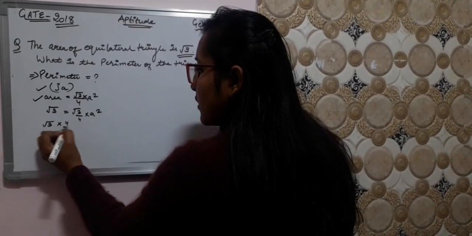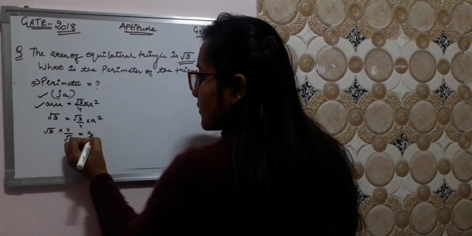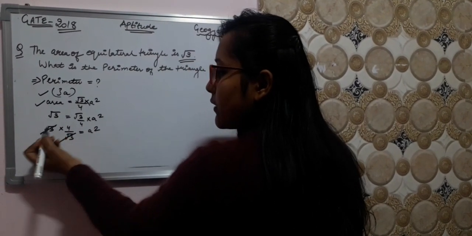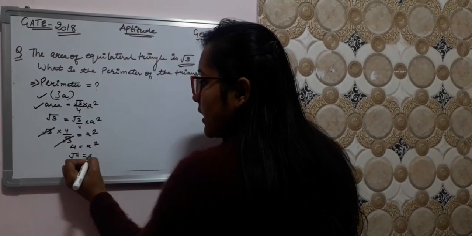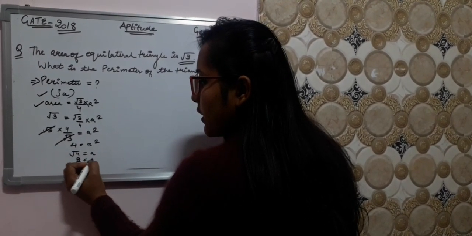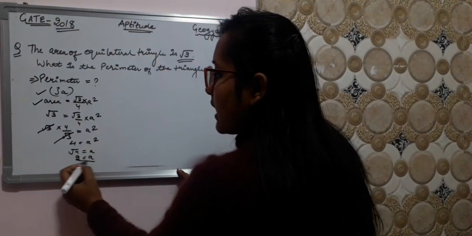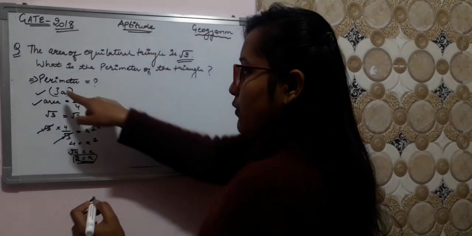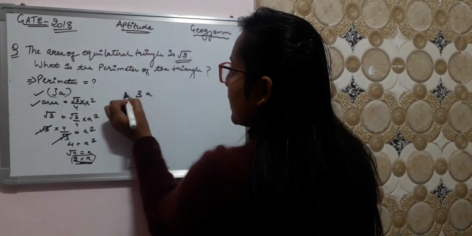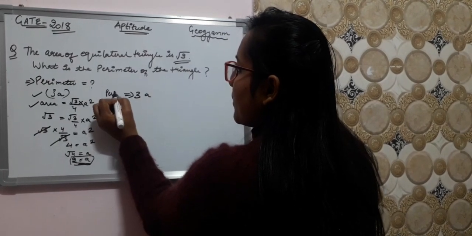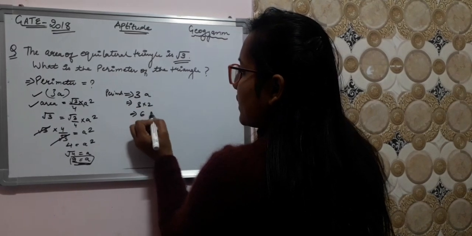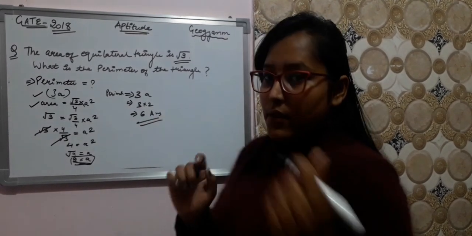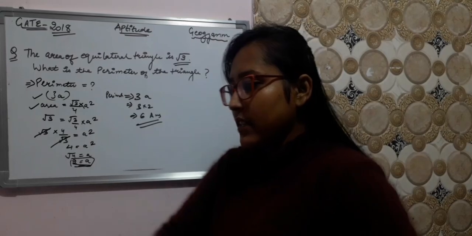So root 3 will get cancelled, and the square root of 4 will be 2. So the a value is 2, and we will put this value over here. The perimeter will be 3 into 2, so it will be 6. So 6 will be your answer. Now let's see the second one.